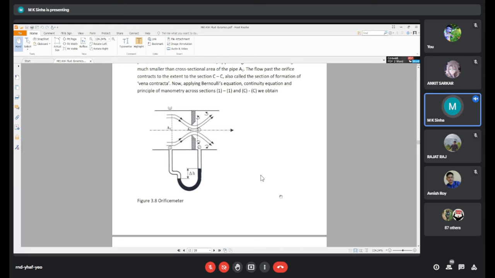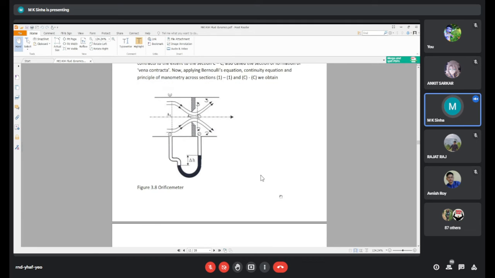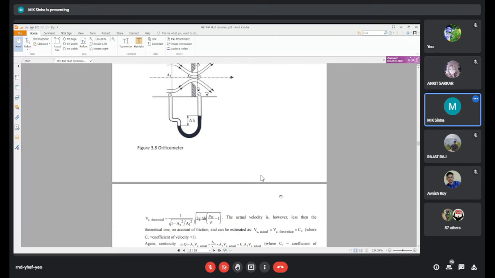A manometer is connected here, and the manometer difference between the two sections, one connected to the pipe diameter and the other at the vena contracta, not exactly at the smallest area point, is given as del H. That is similar to what we did, only here the area is marked with subscript C instead of 2, which is nothing but the vena contracta area.